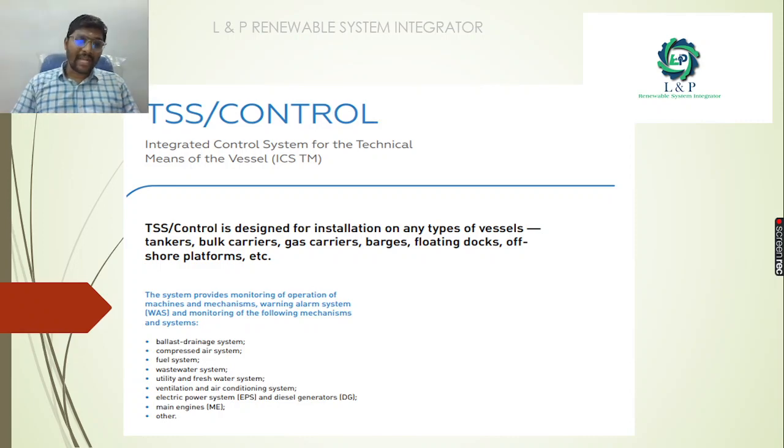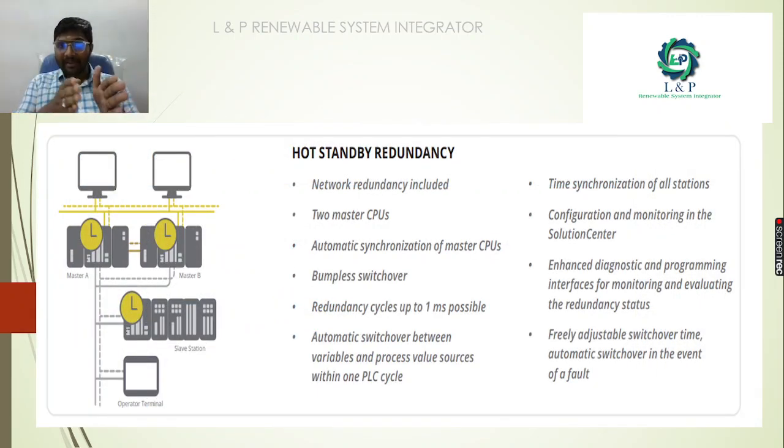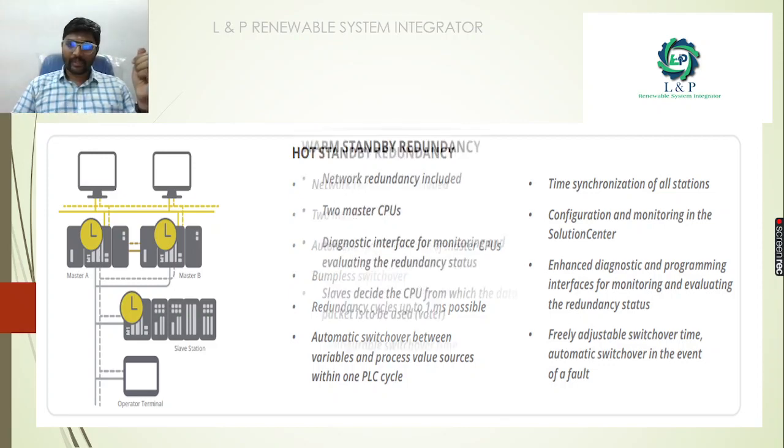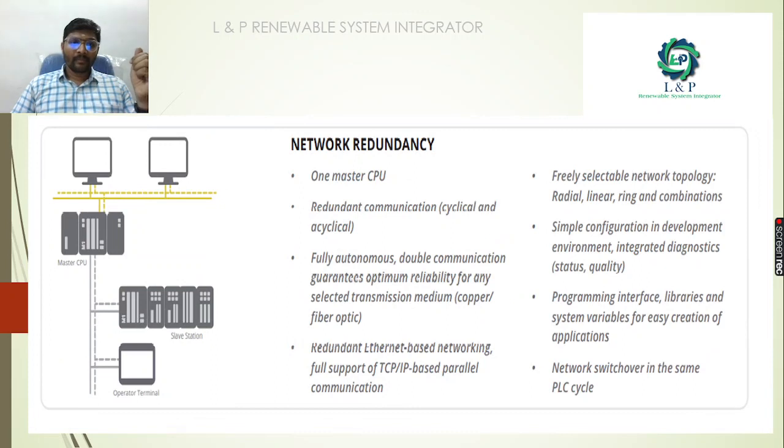We have the following mechanisms. We can do ballast drainage system, compressed air system, fuel system, wastewater system, HVAC, that is ventilation and air conditioning system, electrical power system, diesel generators, and main engines. We also have a standby mode, as redundancy is very important. Even on a ship we need redundancy, because we will have two master CPUs. If one fails, the other will take over the function. Apart from that, we also have network redundancy. If any one of the networks fails, we can establish communication using the other network.